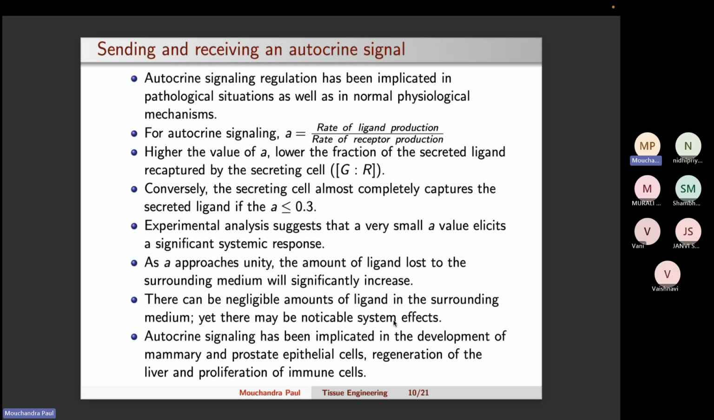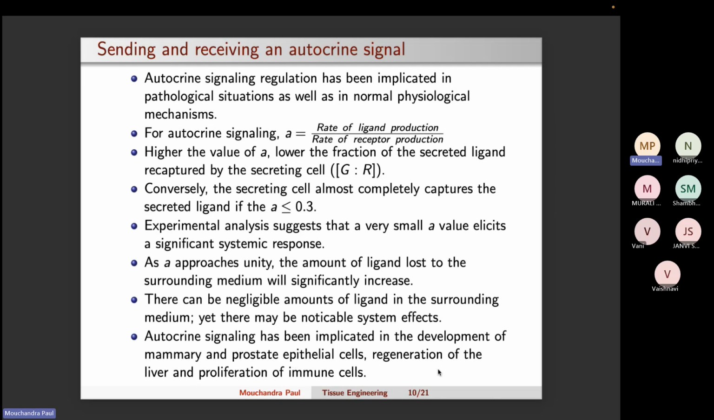So the signaling is happening and we cannot even notice it, because how do we notice the signaling, whether it is going on or not? We are measuring the concentration of the secreted growth factor molecules, correct? Autocrine signaling has been seen happening in many types of cells, like the mammary cells and prostate epithelial cells, and it also plays an important role in regeneration of the liver and the proliferation of the immune cells.